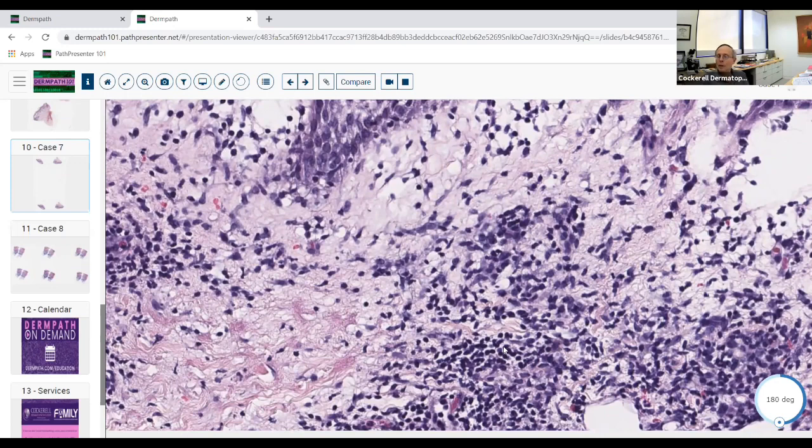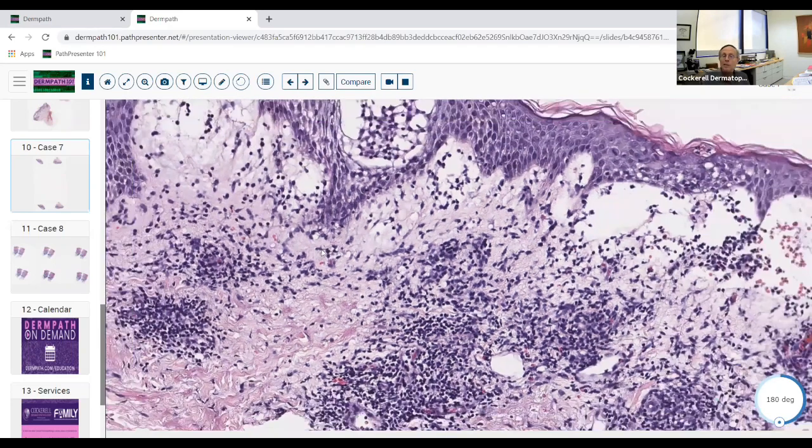You can get dermatitis herpetiformis with lots of eosinophils. You can get cell-poor bullous pemphigoid with no inflammation at all. You can get bullous pemphigoid with neutrophils sometimes. So don't let the infiltrate fool you, if you will. Do you often see EOs in allergic contact dermatitis? Sure, you do. But in this case, I'm not seeing very many. But that doesn't mean that it's not allergic contact dermatitis.